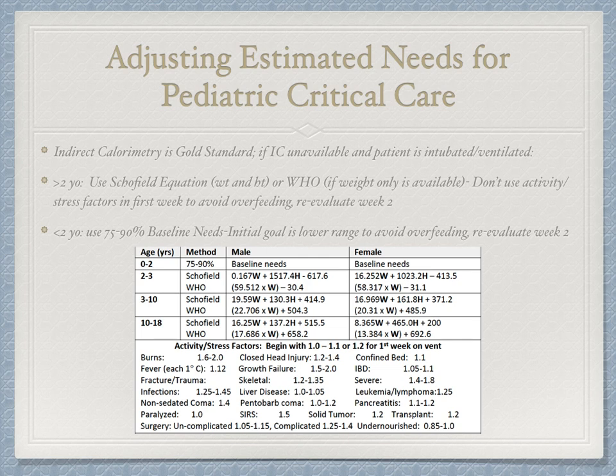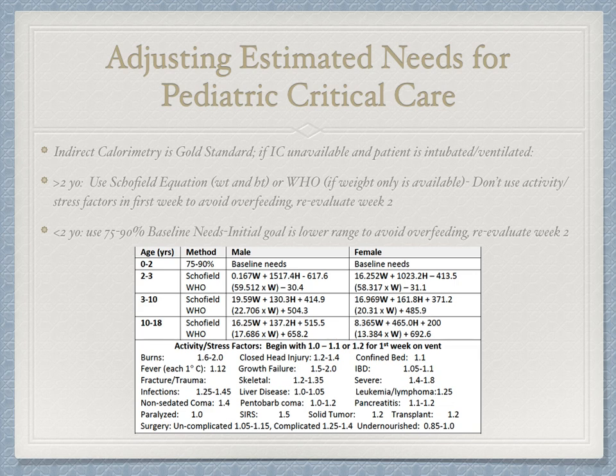So the Schofield equation is the equation that you can use if you have the weight and height and you trust the height, which often I don't, or the WHO is the equation you would use if there's weight only. Don't use activity or stress factors in the first week and possibly longer because you don't want to overfeed the patient. Reevaluate at week 2, and there's a possibility you could increase them slightly.